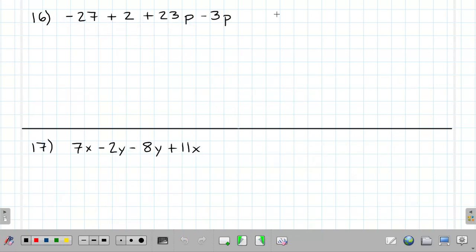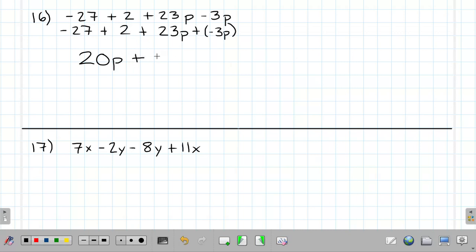Number 16, same kind of thing here. We've got this expression where we can simplify it a little bit. We've got some like terms we can combine, but I'm going to do the thing first where I write it as a sum. And in this case, what can I combine with the 23p? Well, -3p, which gives me 20p, plus, in this case, -27 plus 2 is -25. So that tells us our simplified version is 20p minus 25.